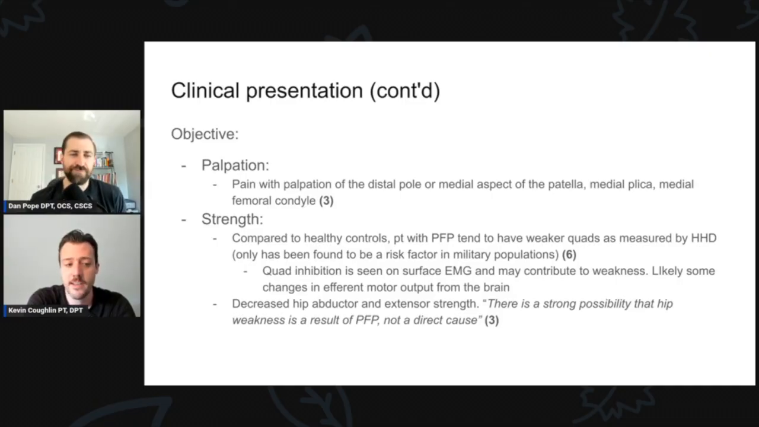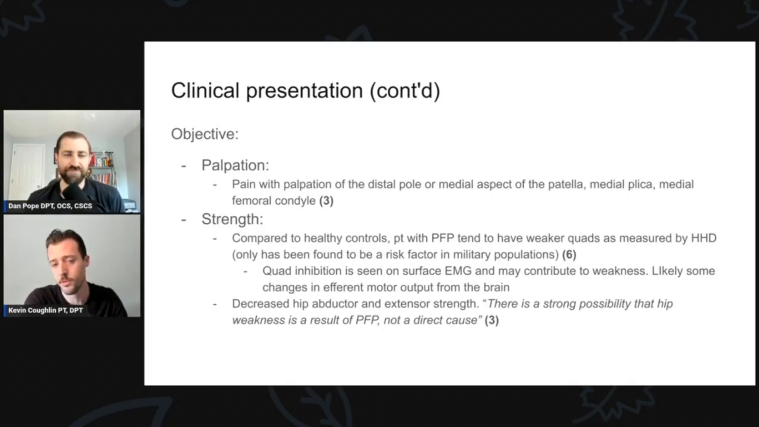Quad inhibition is seen on surface EMG and may contribute to weakness. And that indicates there likely are some changes in the efferent motor output from the brain to recruit the quads. And that makes sense, right? Because we talked about that when you do contract your quads really, really strong, you may be increasing compressive forces on the patellofemoral joint, and it's probably the brain's way of trying to protect you from pain.